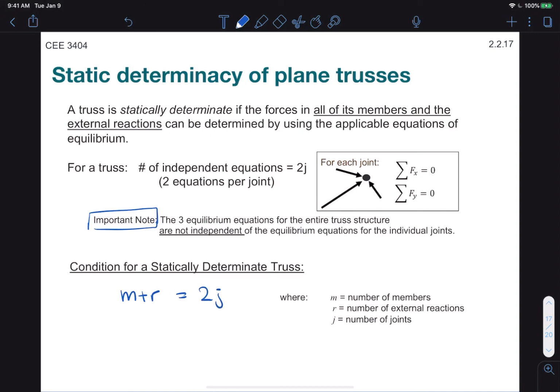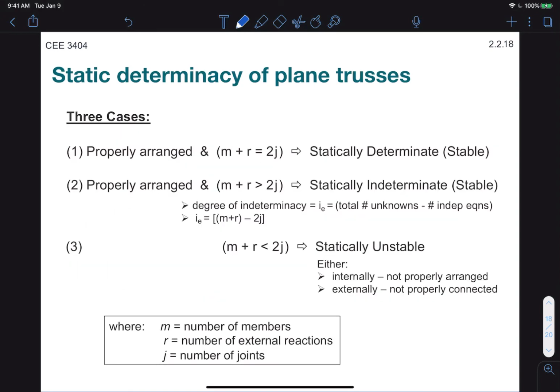to 2J. Okay, so now we can generalize everything we've learned so far, and this is really the most important part of this lesson because it ties together everything we've covered. There are 3 possible cases for a truss. The first is that it's properly arranged and M plus R is equal to 2J. This means that we have the same number of equations as unknowns, and so our structure is statically determinate, and if it's statically determinate, then by default it is stable.